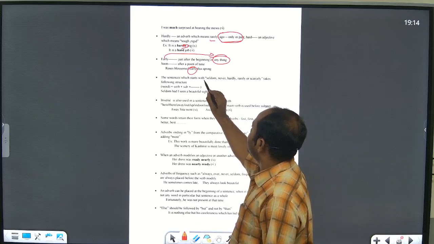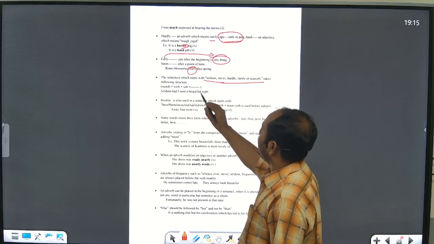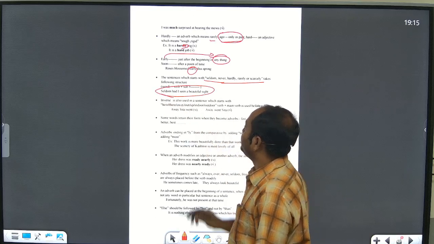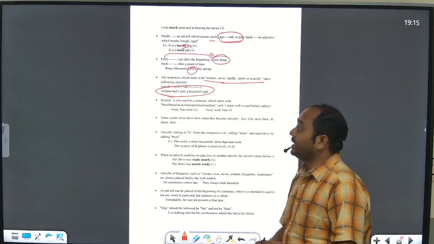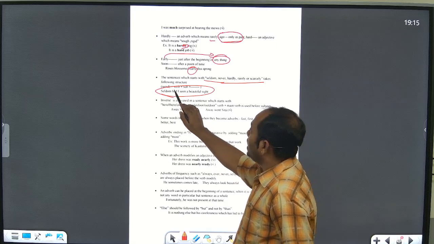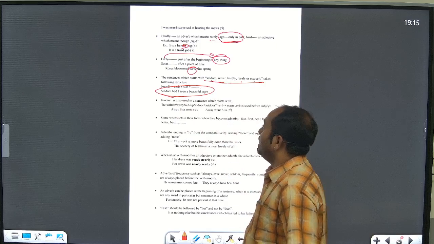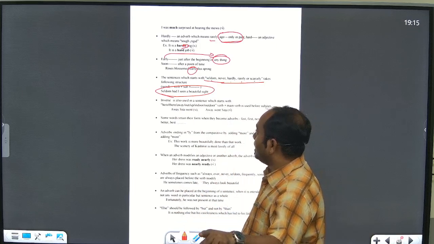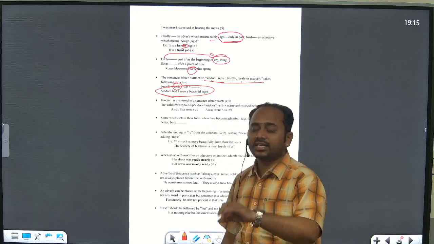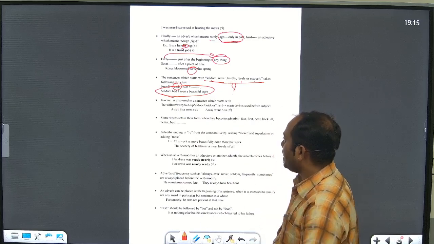Next, when a sentence starts with seldom, never, hardly, rarely, generally they take the following structure. "Seldom had I seen." Seldom had I seen. Like a question sentence, not "I had seen." If a sentence starts with seldom, never, hardly, rarely, scarcely, the verb should come first after that word, like a questioning sentence.